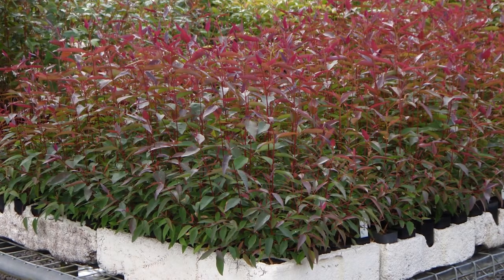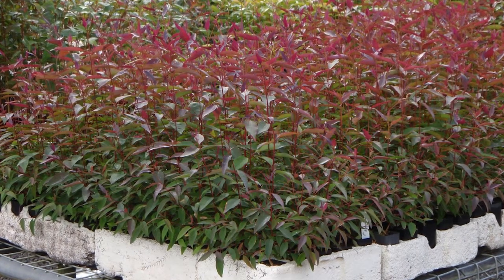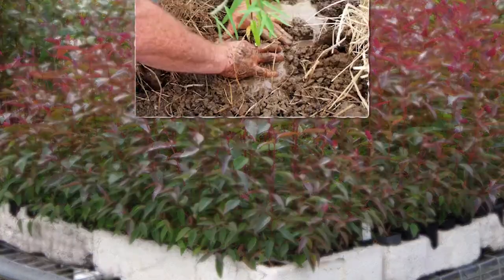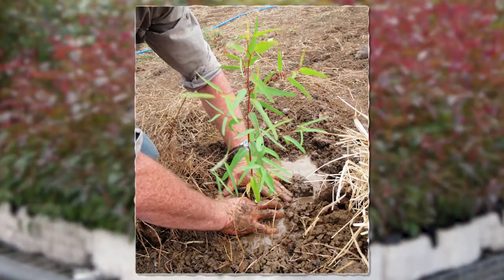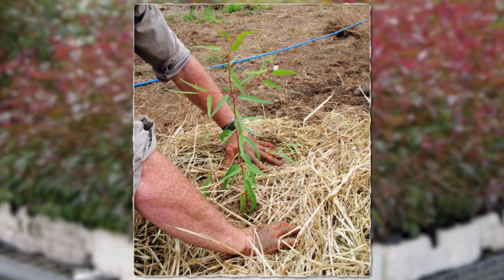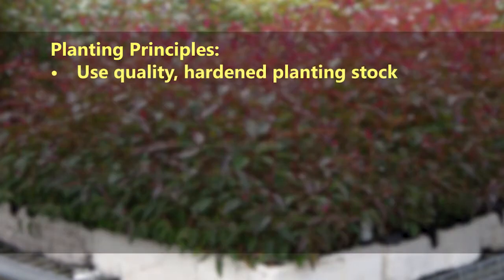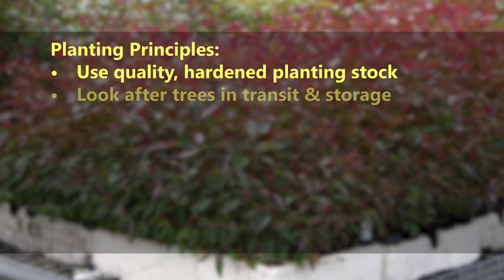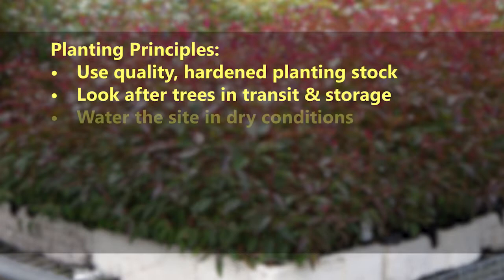The aim of the planting process is for initial high survival and fast establishment. There are many different methods and tools that can be used to plant a tree, but the fundamental principles are all the same. Use good quality hardened planting stock. Look after the trees whilst in transit and being stored on site.